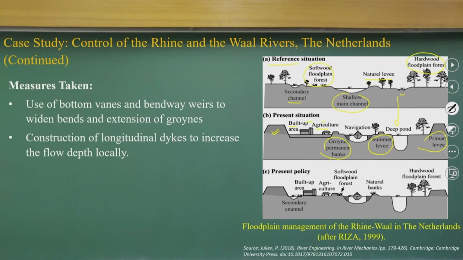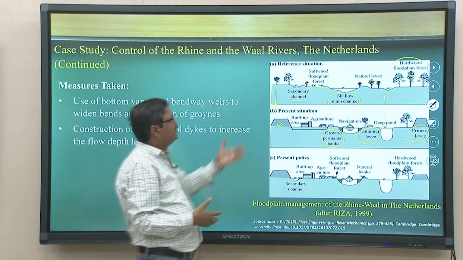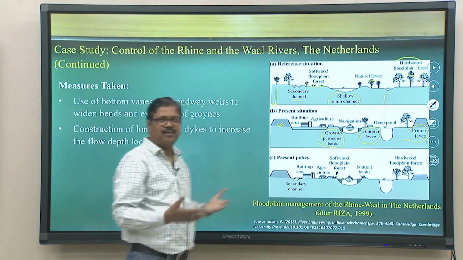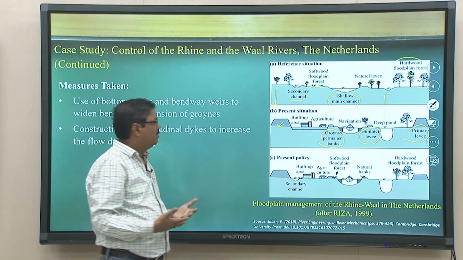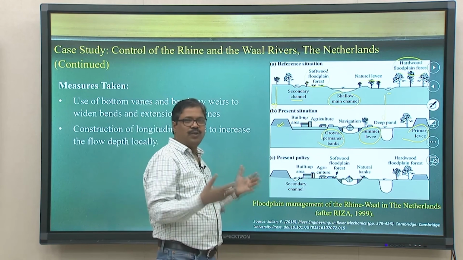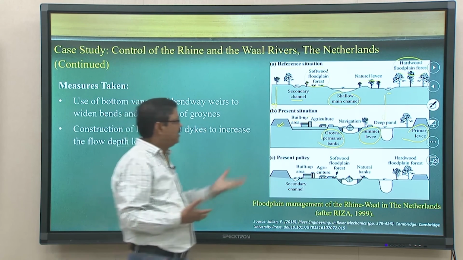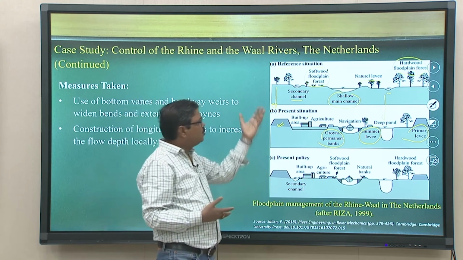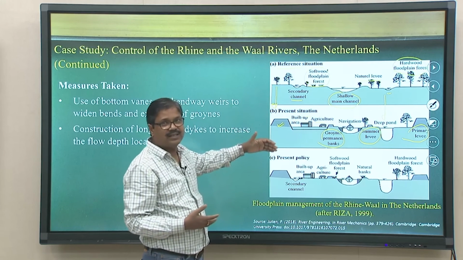So, if you look at that, we transform the reference to present conditions. This happens in many parts of the world. Okay. It's not that we leave it as a reference situation, we cannot leave it. We need space for agriculture, we need space for built up areas, and we need the river to be navigable to make it economically prosperous. So, in this way, we always convert from reference to present situation.